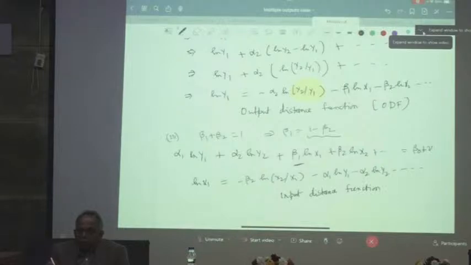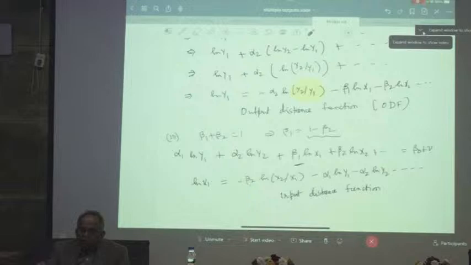Now you get beta 2, you are not getting beta 1. How do you get beta 1? Once you get beta 2, you can get beta 1 by looking at this relationship. So you are basically getting all the parameters.